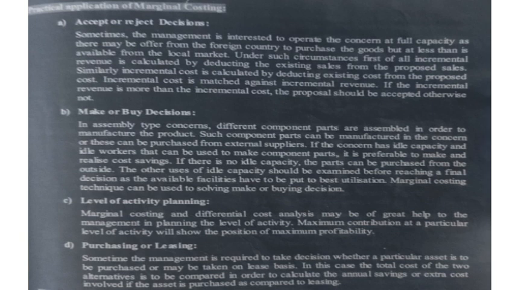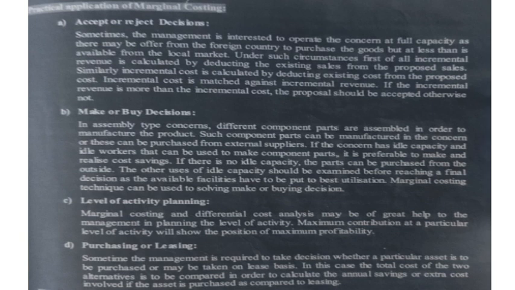So when the cost crosses that particular margin by producing one extra unit, the cost which is incurred is known as marginal cost. When I speak about differential cost, that is the difference between two alternative courses of action. So the cost difference which you get from the two alternatives is known as differential cost.